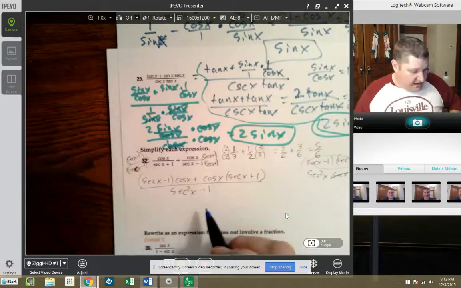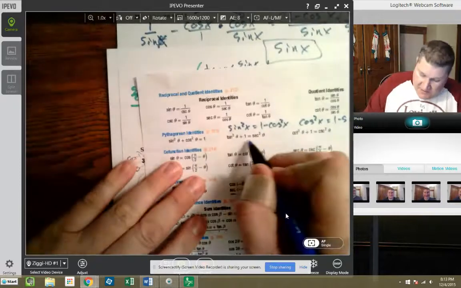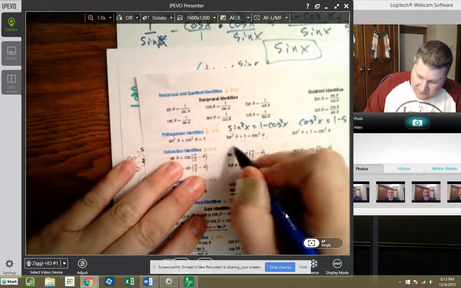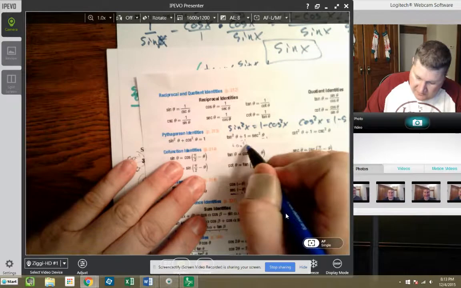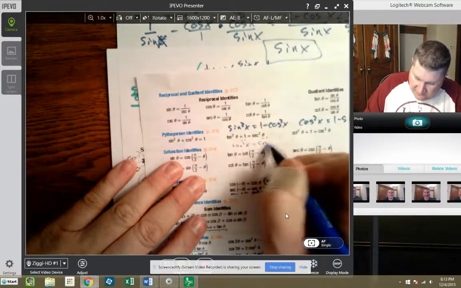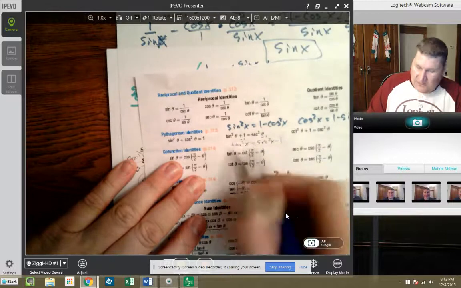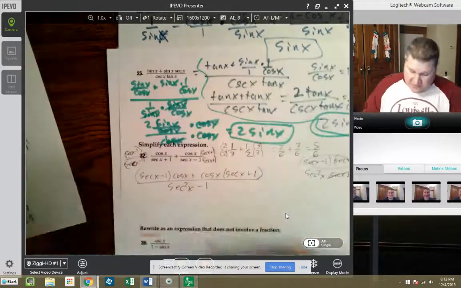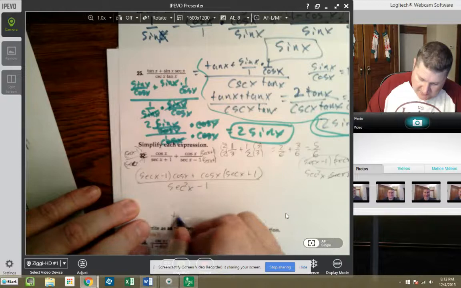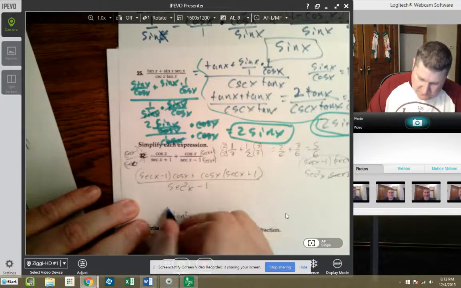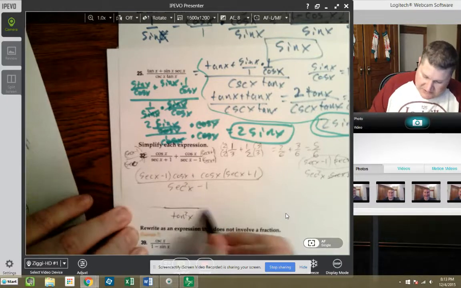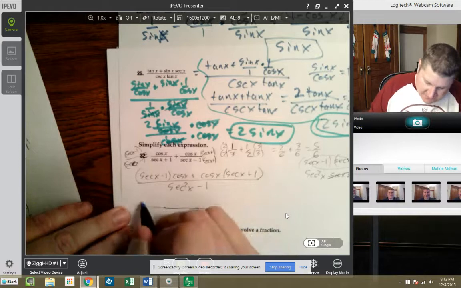Now I say, wait a minute, secant squared x minus 1. If I subtract 1 from both sides, I have tan squared x equals secant squared x minus 1. So secant squared x minus 1 equals tangent squared. So I have a tan squared x on the bottom. On top, I have to give it away.